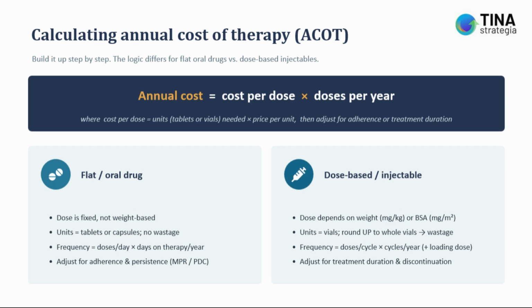The units are simply tablets or capsules, and there's no waste. You use the whole pill. The frequency is doses per day times the number of days on therapy in a year. And you adjust for adherence and persistence, how reliably the patient actually takes it. Those are measured with metrics called MPR and PDC, which we'll define shortly.